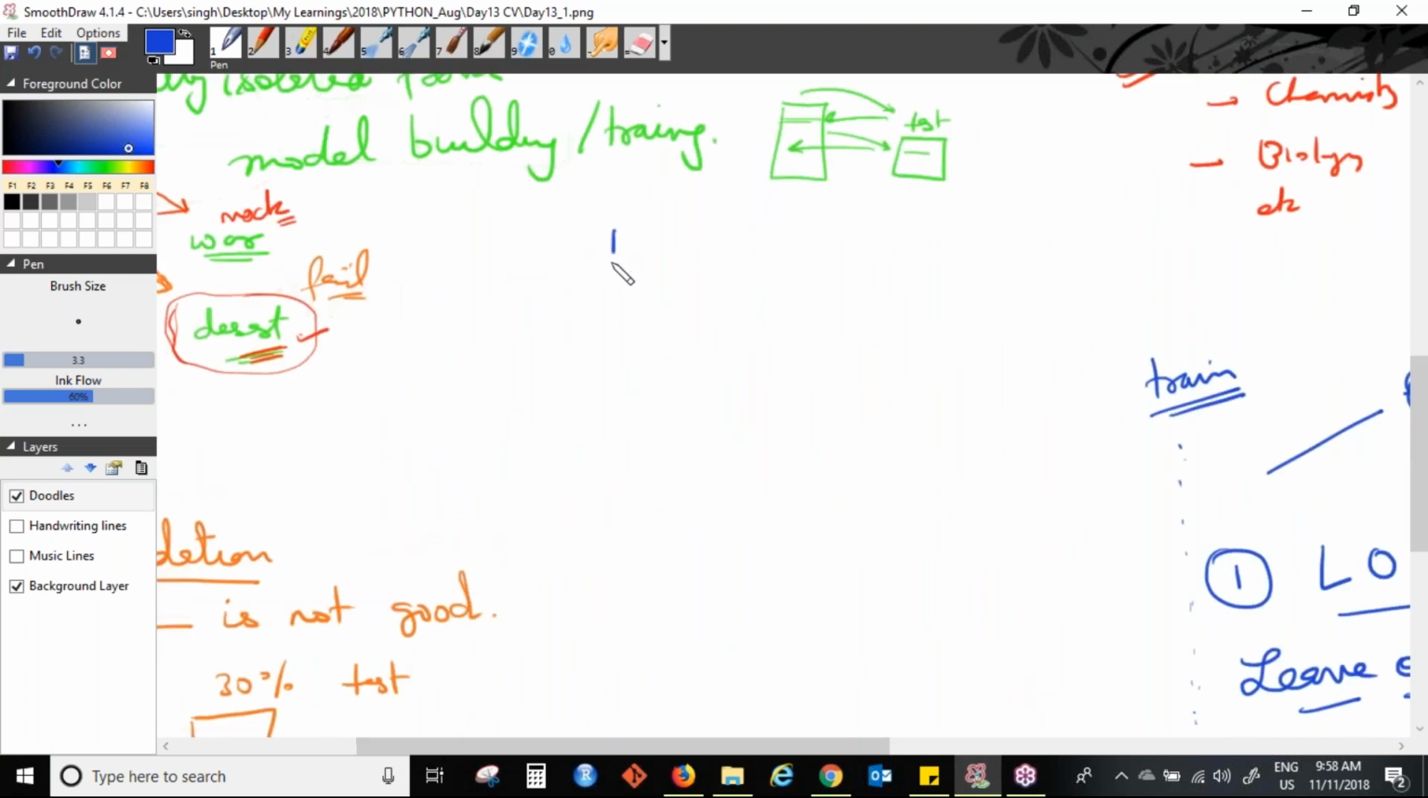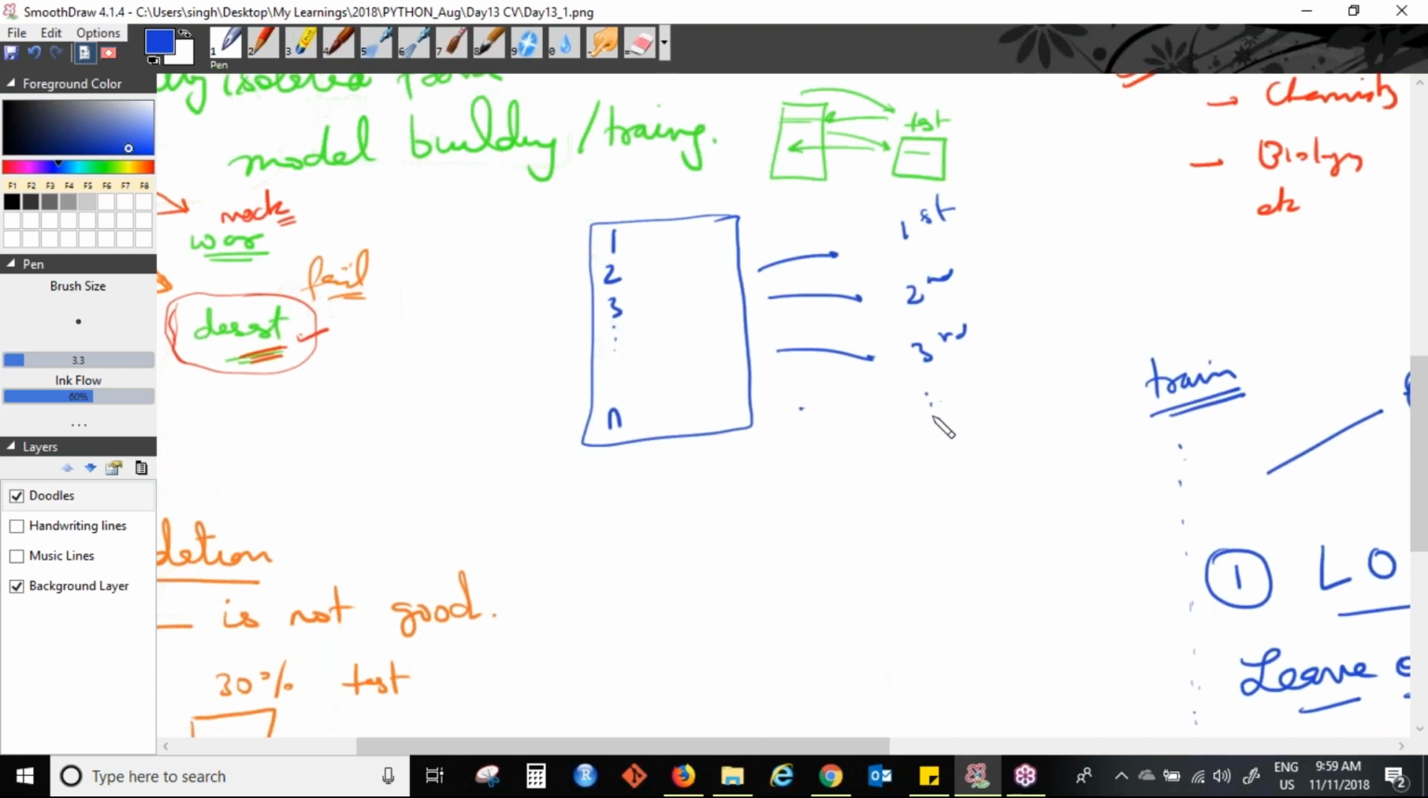So if you have, let's say, row number 1, 2, 3 till n, then you will build your model on all of these. You will test your model on the first row. Then you will test your model on the second row. You will test your model on the third row. And you will test your model on the nth row. It will go on like this. So how many times will your model run? Can you tell me? N times, yes. Where n is the number of rows. Your model will run n times in that case.